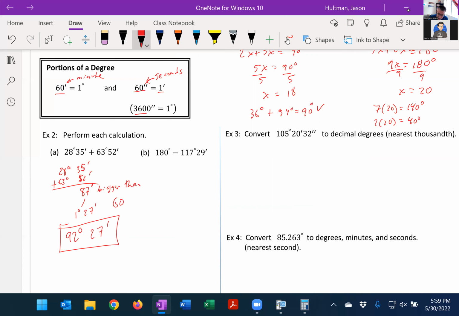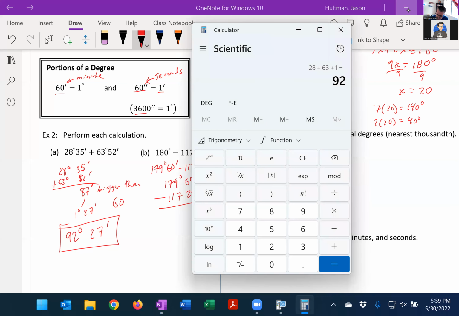Okay, let's look at this. This is 180 minus 117 degrees 29 minutes. What I can do here is borrow. I can say that this is really 179 degrees and 60 minutes minus 117 degrees and 29 minutes. So now I can actually subtract. I'm going to line this up: 179 degrees, 60 minutes minus 117 degrees, 29 minutes. So 60 minus 29. Okay, what's 60 minus 29?